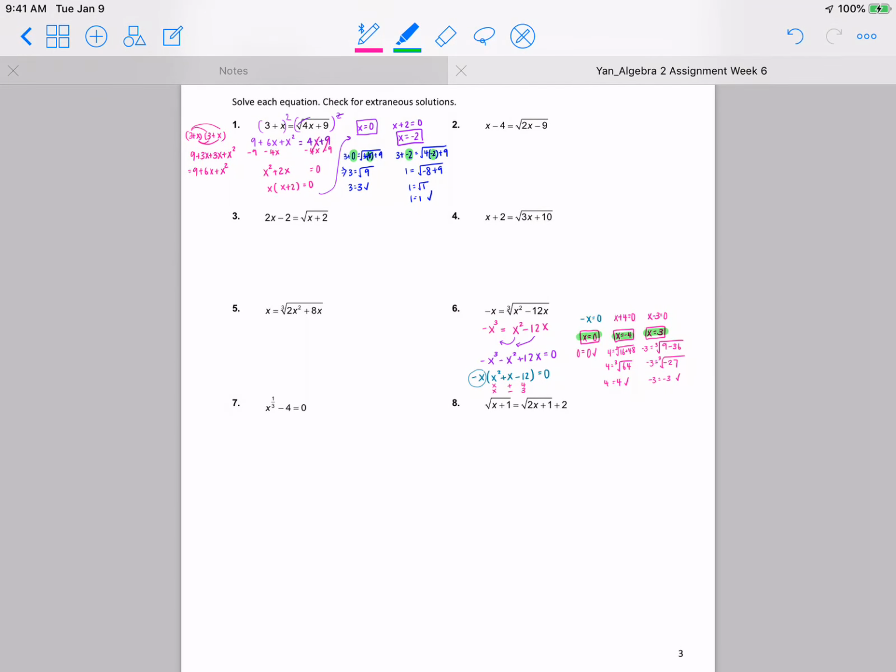So for these questions right here, I can tell you that one of them has no solution. So you got to figure out which one it is.